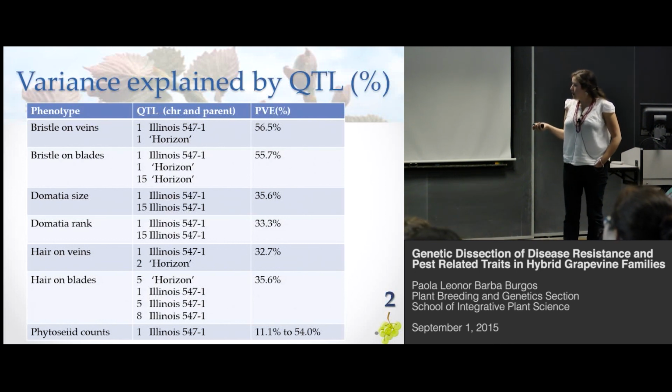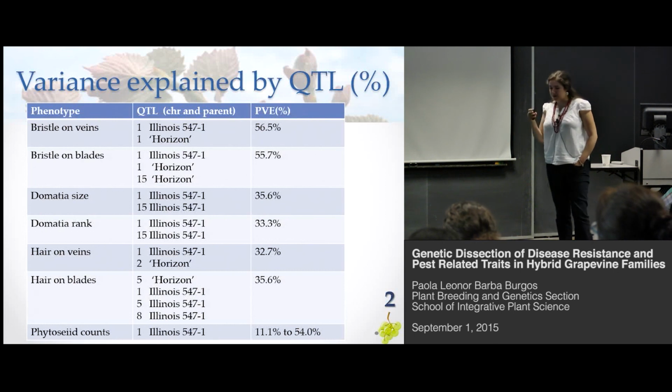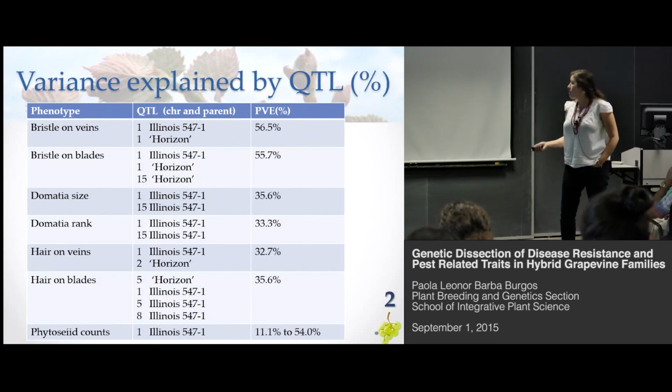For the Phytoseiid counts, which is the predatory mites, we found 1 QTL, and the percentage of the variance explained was variable depending on the year, which makes sense because they're more prone to year-by-year variation.